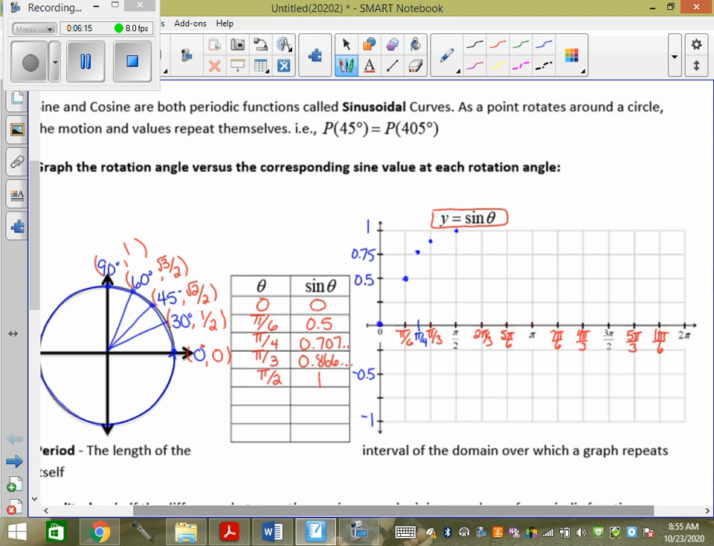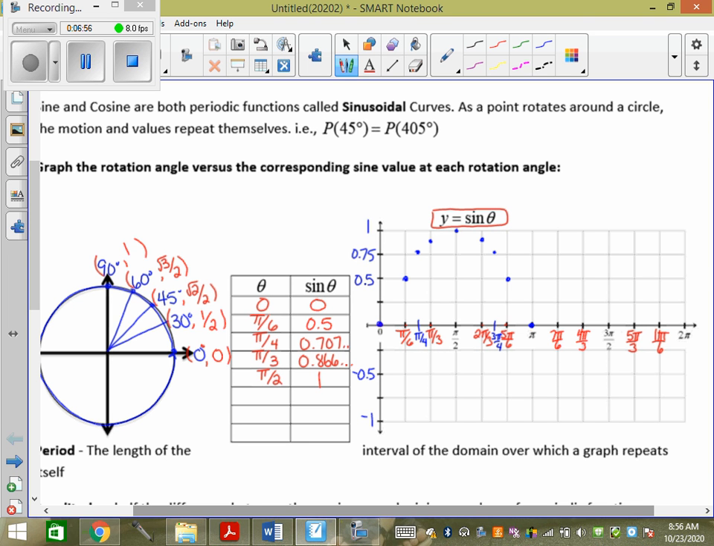What's 2 pi over 3 at? What's the y at 2 pi over 3? Look on your unit circle. What's the y at 2 pi over 3? Root 3 over 2, right? 0.866. What's it at 3 pi over 4? Because that's the in-betweener. 0.707, right? Root 2 over 2. And then at 5 pi over 6, it goes back down to what on the y? Positive 1/2. And then at pi, what's my y?